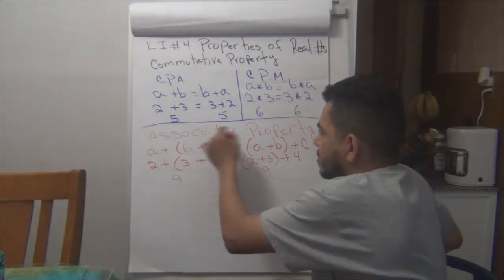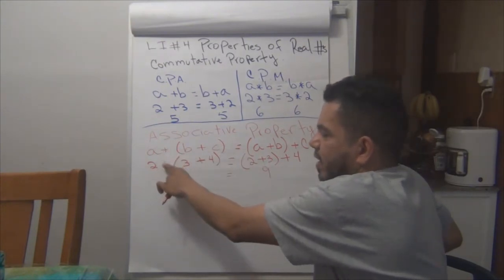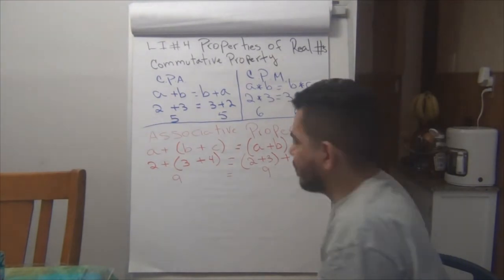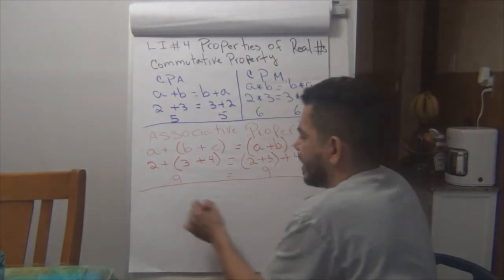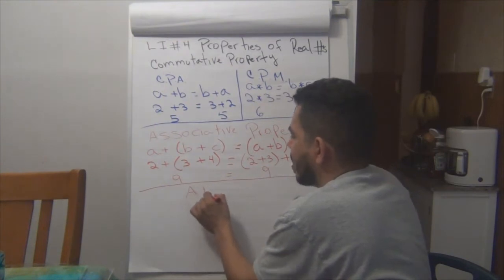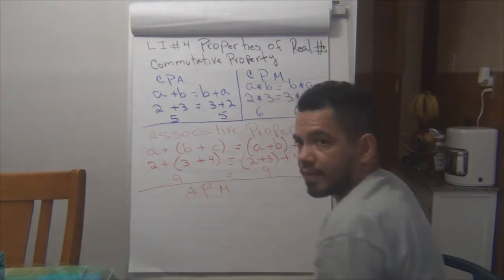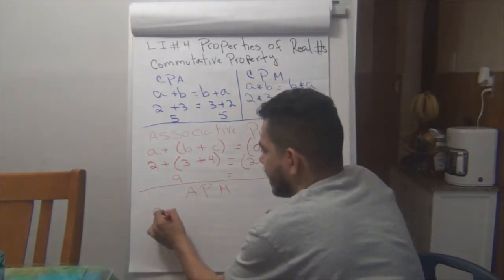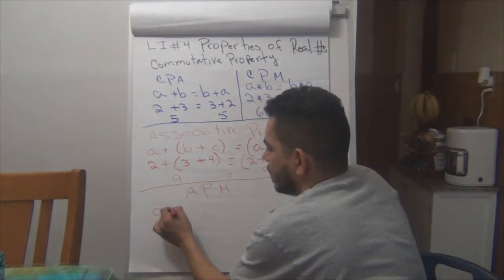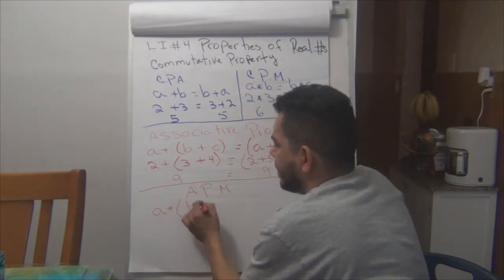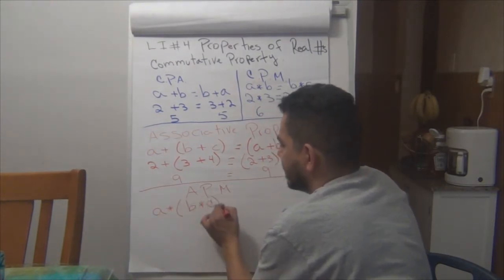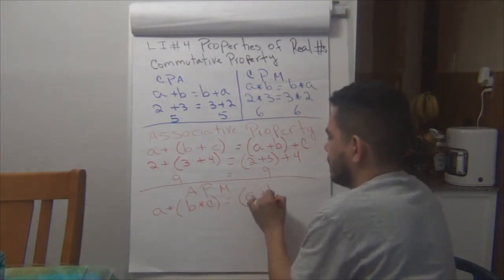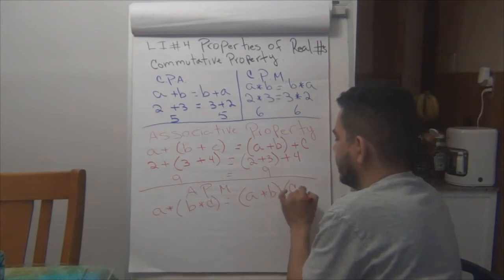Now this was the associative property of what? Guess, take a wild guess. Yes, of addition. So let's move on to the associative property for multiplication. Associative property of multiplication. It says exactly the same thing. A times (B times C) is the same thing as (A times B) times C.